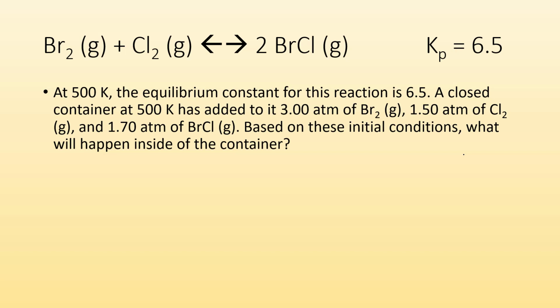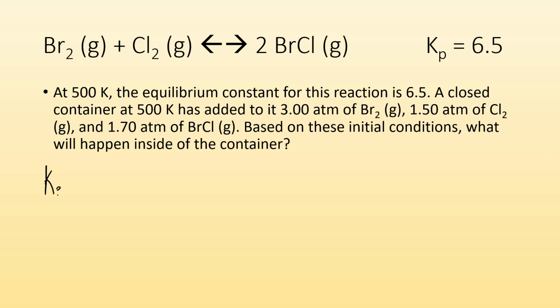Right? So here is a real example with all the ugly elements and stuff plugged in. At 500 K, the equilibrium constant for this reaction is 6.5. A closed container at 500 K has added to it 3 atmospheres of bromine gas, 1.5 atmospheres of chlorine gas, and 1.7 atmospheres of BrCl gas. Based on these initial conditions, what will happen inside of the container?